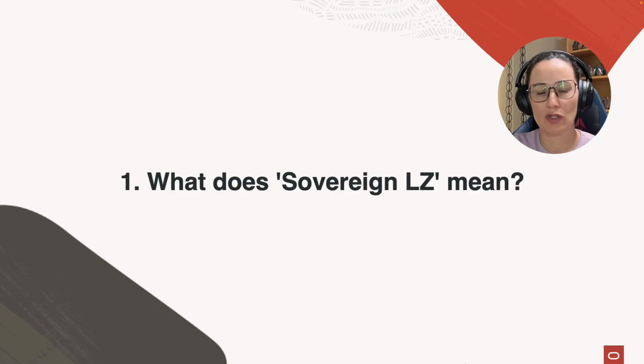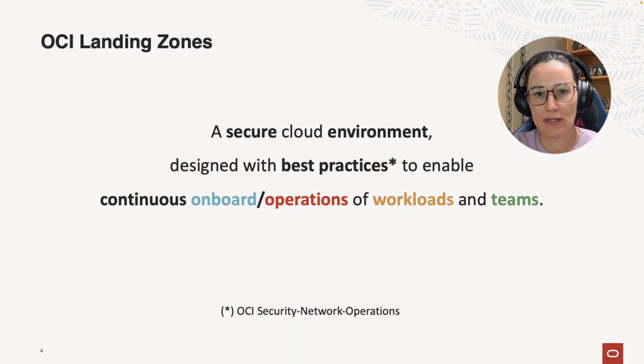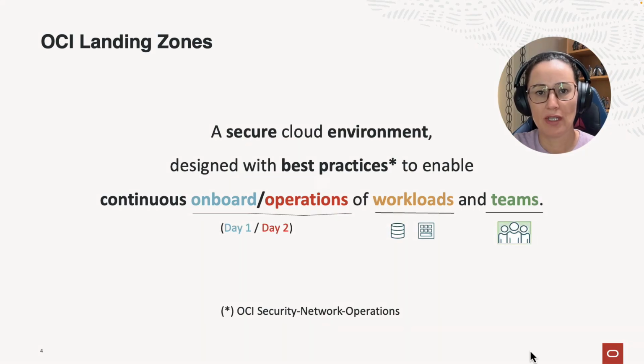What does a sovereign landing zone mean? An OCI landing zone is a secure cloud environment built with best practices to enable continuous onboarding of workloads and teams. It also helps ensure smooth operations, supporting scalability and long-term success. All of our OCI landing zone blueprints are aligned with the CIS benchmark, where CIS stands for the Center for Internet Security. The CIS benchmark are a set of best practices consisting of more than 60 recommendations across several categories, including network, security, and operations.